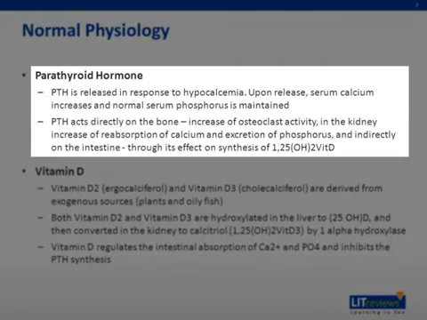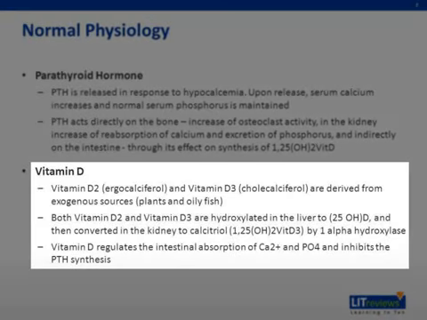PTH is mainly secreted in response to hypocalcemia. In normal circumstances, after PTH release, the serum calcium levels will increase, while normal phosphorus levels are maintained. As we mentioned before, PTH acts directly in the bone, increasing the activity of osteoclast. It also increases the calcium levels, stimulating its absorption in the renal tubules. PTH indirectly acts, increasing the calcium reabsorption through its stimulation of the synthesis of 1,25-hydroxy-vitamin D in the kidneys.